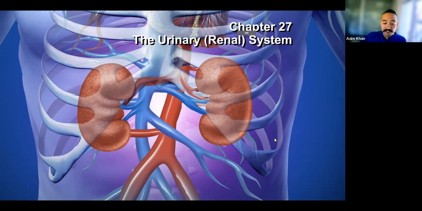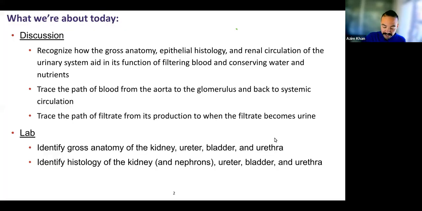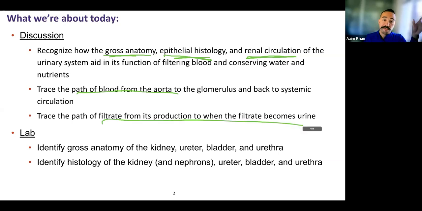You may know the urinary system is the thing that filters your blood. It is, and it does more, and we'll explore what that is. We'll explore the gross anatomy of the kidneys, urinary bladder, all the important histology, and how that relates to its function of filtering and doing more, as well as the circulation, the blood vessels that come in. We'll be tracing the path of blood from the aorta into the kidneys, how that blood gets filtered, and how it comes out. And we'll, of course, look at how urine is produced. We first form filtrate in the kidneys and then develop our urine.